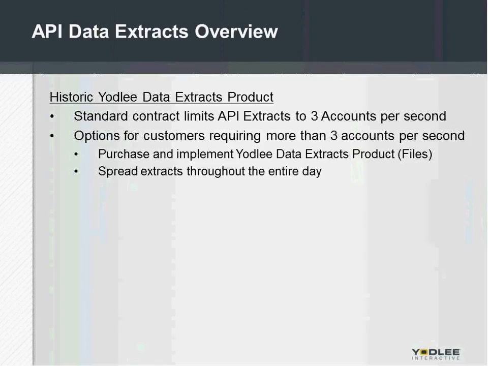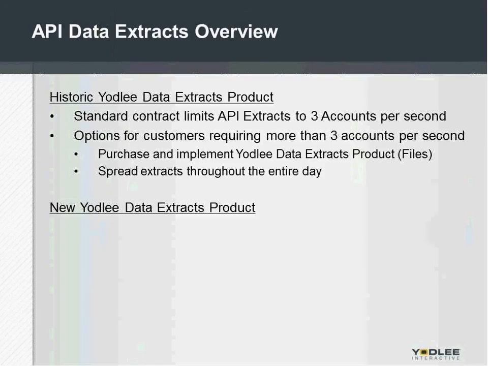That's the default. Now, for customers that require going above 3 accounts per second, our standard requirement has been to purchase and implement the Yodlee Data Extract product, which is a file-based product. So in the past we've forced our customers to implement another interaction with Yodlee, and that is to process files. The other option is to spread your extracts through the entire day to stay under the 3 accounts per second limit. That's another option customers have chosen. This method is essentially shooting in the dark. Once a day, you're coming in, checking on updates of account information and bringing that data back to your local data store. So those are the options currently, or historically.